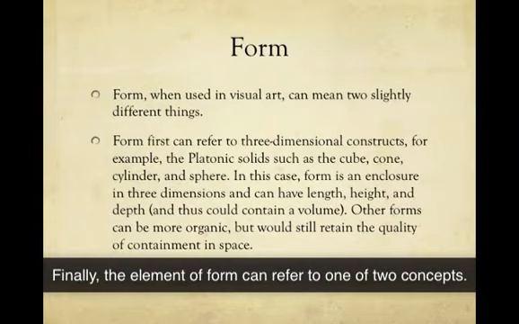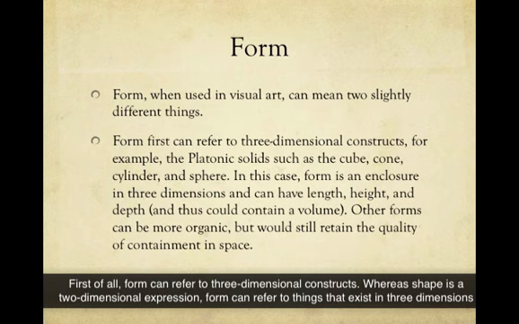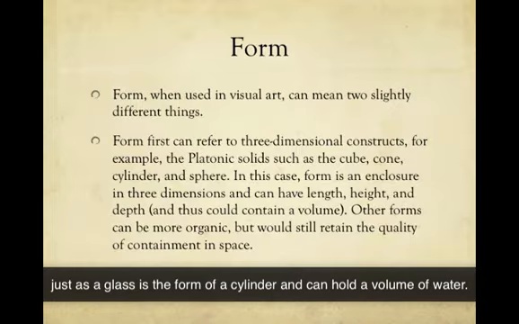Finally, the element of form can refer to one of two concepts. First of all, form can refer to three-dimensional constructs. Whereas shape is a two-dimensional expression, form can refer to things that exist in three dimensions and thus have height, width, and depth. You can think of forms as being able to contain something, a volume of something, just as a glass is the form of a cylinder and can hold a volume of water.